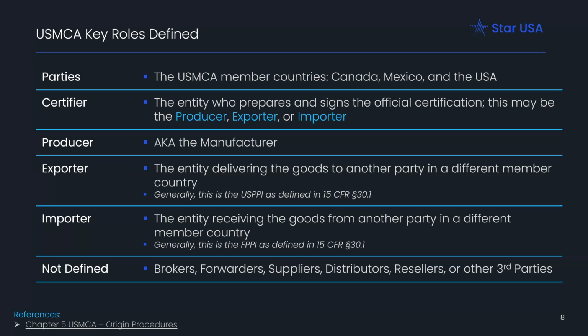The agreement does not define the roles or responsibilities for entities like brokers or forwarders, suppliers, distributors, resellers, or any other third party if they're not also either the producer, the exporter, or the importer. So it's important to recognize the limitations of the parties within the USMCA, as well as the people that do have a direct responsibility.